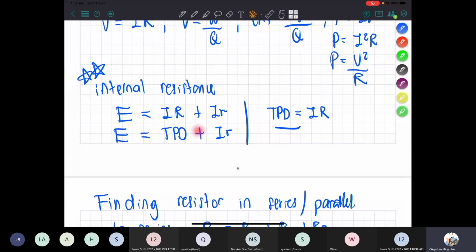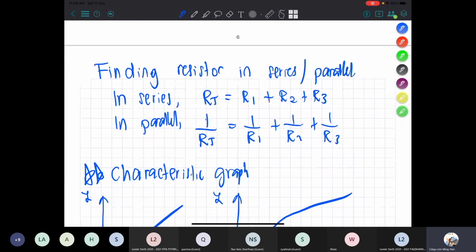So you need to remember the relationship between EMF and internal resistance. Maybe I draw a picture here, just in case you don't know what is the R and the small r. So this one is inside the battery, and then this is the small r, this one is the E, this is the big R, and you have the current flowing. So this is the relationship.